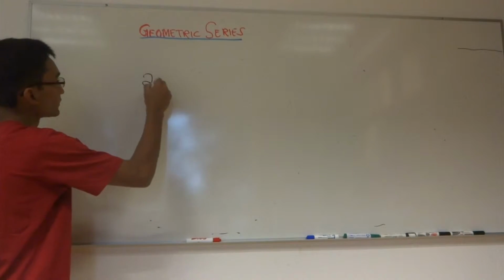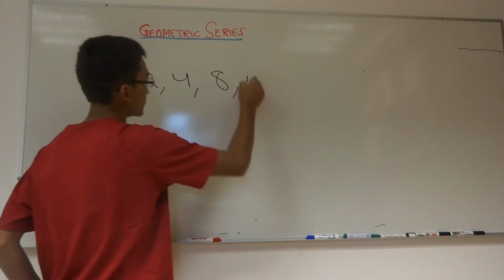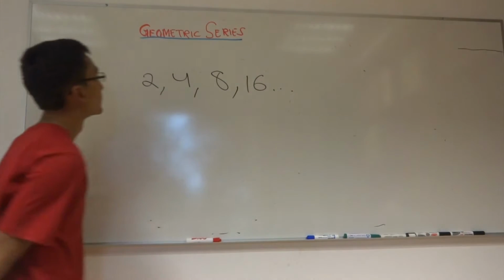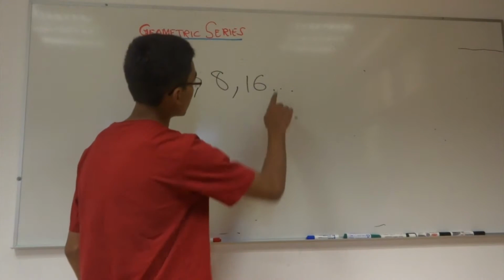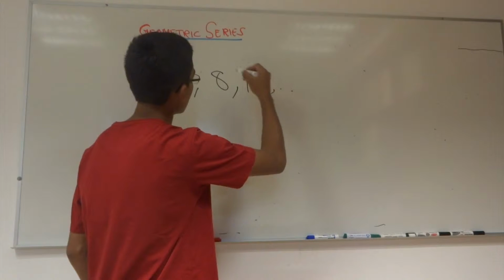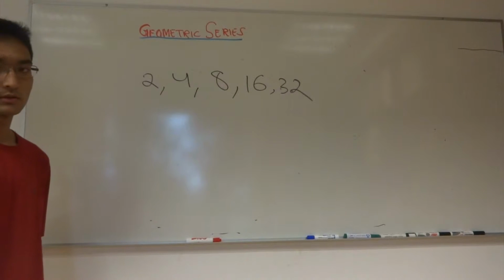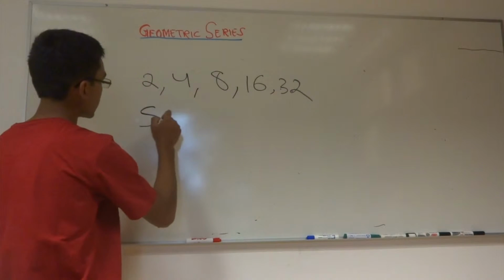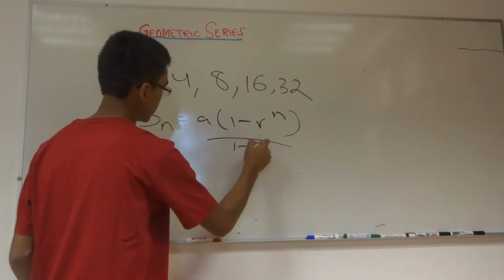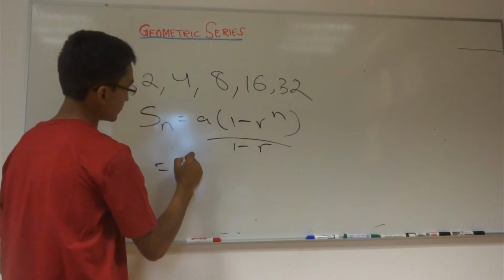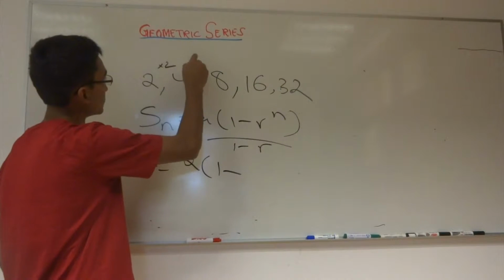Consider this geometric sequence: 2, 4, 8, 16. Say it ends here, and we've got to find the sum of the geometric sequence. You know that S sub n is equal to A times 1 minus r to the power of n, divided by 1 minus r. You can take 2 as A and 2 as r, because the common ratio is 2.